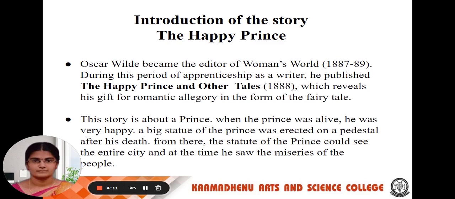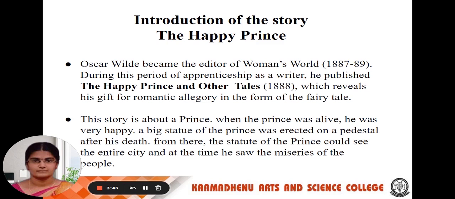Let us see the introduction of the story, The Happy Prince. Oscar Wilde became the editor of Woman's World from 1887 to 89. During this period, he published The Happy Prince and Other Tales in 1888, which reveals his gift for romantic allegory in the form of fairy tale.